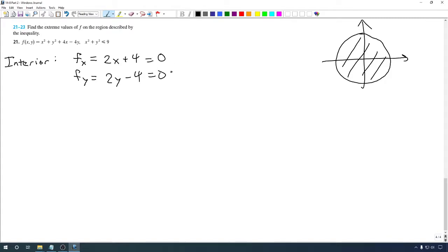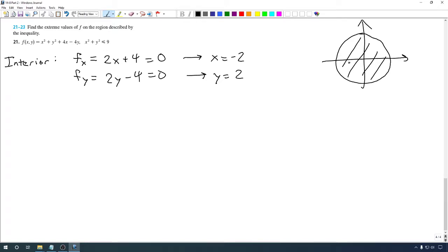These are fairly easy to solve because the first one immediately gives us our x value of -2, and the second one immediately gives us our y value of 2. So we have the point (-2, 2) that is a critical point for this function. Now, one thing we might want to check is, is that inside this domain? Is that actually somewhere in this circle? Well, x squared is 4, y squared is 4. If we add those together, we get 8. 8 is less than or equal to 9, so it is in the circle.